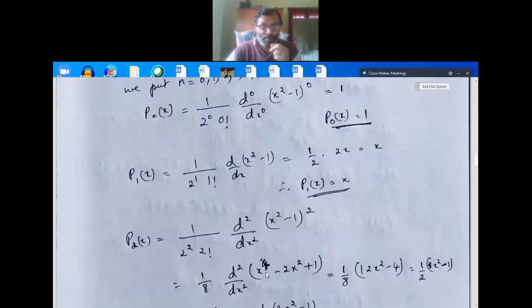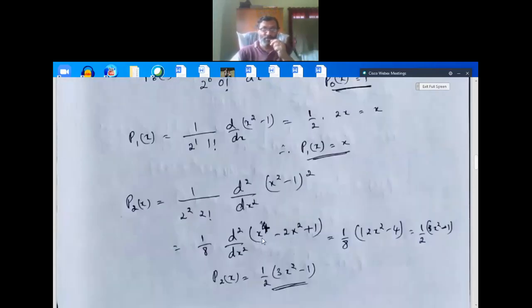Then the second derivative of x power 4 minus 2x squared plus 1. The first derivative will be 4x cubed. The next derivative of 4x cubed is 12x squared, 3x squared into 4. Then 12x squared minus 2 times the derivative, 2x into 2, that is 4x. Differentiating again, that is 4. Differentiation of a constant is 0. So you know how to differentiate 2 times with respect to x, simple things.